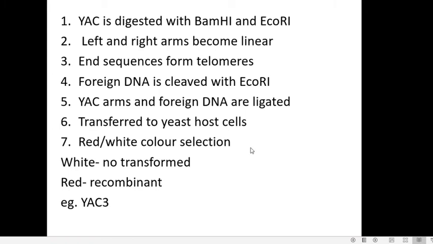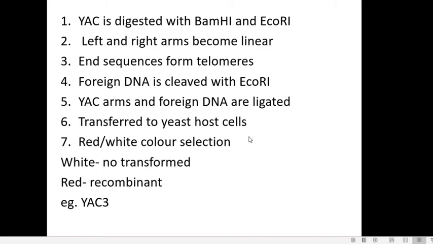Then how do we select? We have already selected the transformants, that is, a host cell which has taken up YAC will only grow in the medium because the medium is lacking tryptophan, and YAC is having the TRP1 gene. So in the presence of the TRP1 gene in YAC, any cell which has taken up YAC will grow in the medium. A cell which has not taken up YAC will never grow in the medium. So the first step of screening is over.